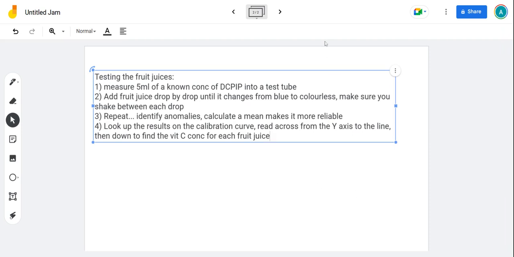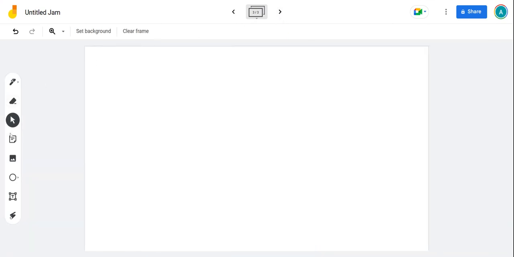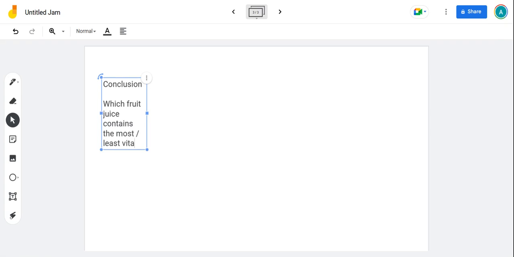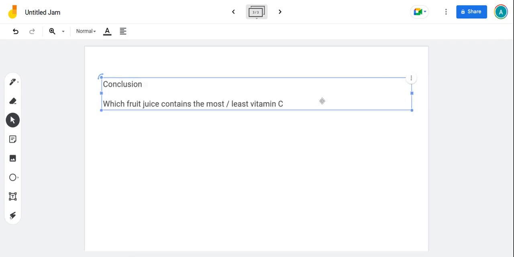So then you're going to have to write your conclusion. What is this experiment going to tell us? What are we going to find out? So you can find out which has the most vitamin C, which has the least. First of all, which fruit juice contains the most and the least vitamin C. And it's always useful in a conclusion to be able to interpret what our results mean.